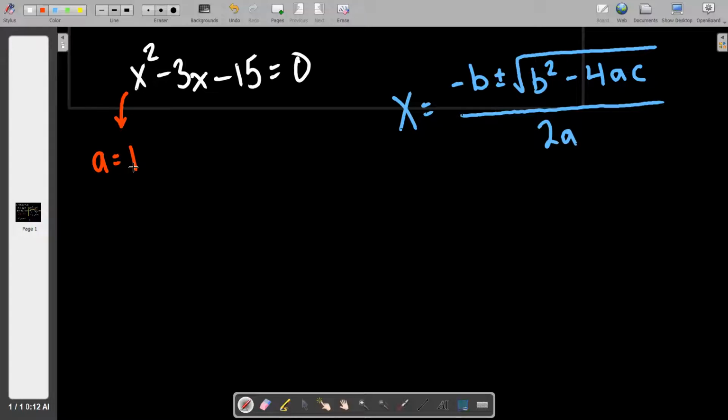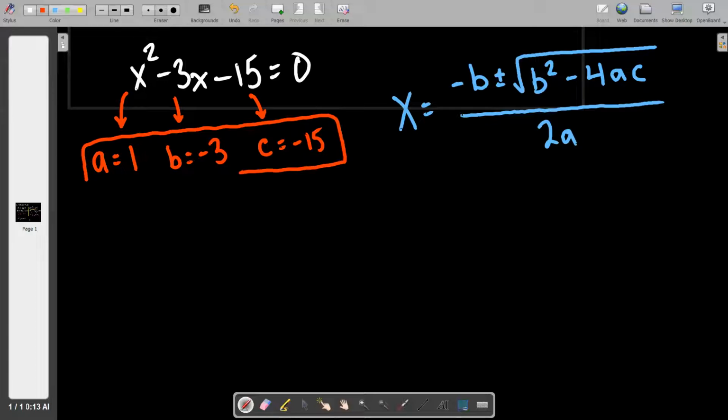Would you like to guess where we can find b? In front of the next term. Very good. And so what could we say then is b? It is not 3. It is negative 3. Good job back there. Negative 3, because it's a minus 3x. And of course, now you know where I'm headed with this. C is negative 15.